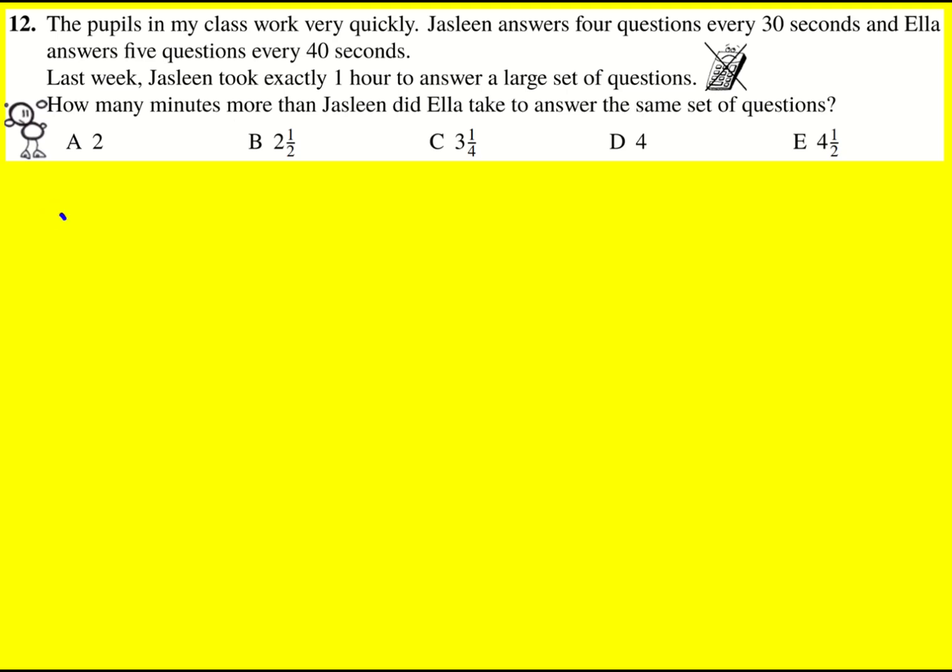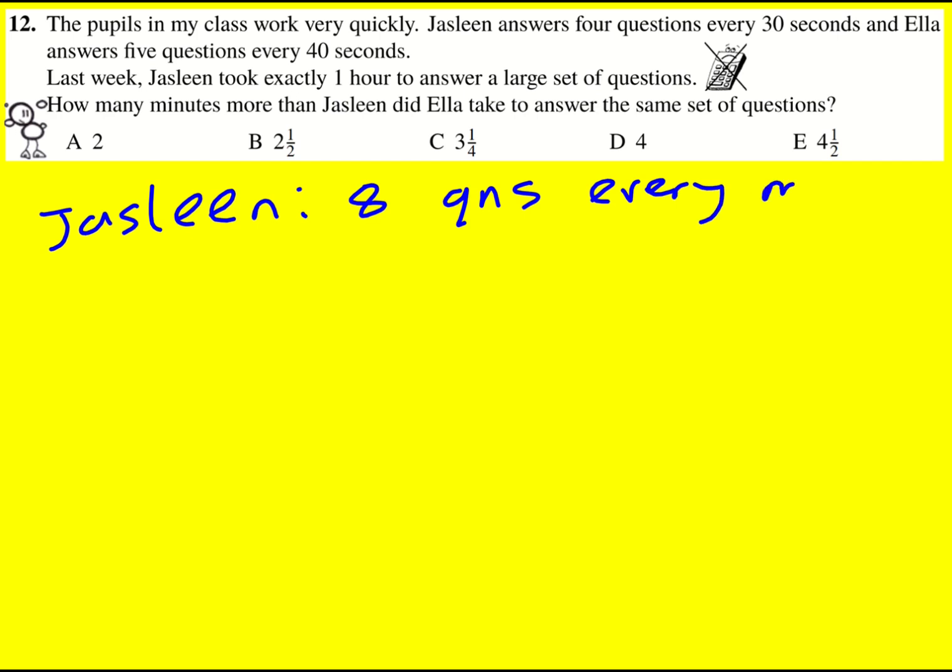I'll show you two different ways to do this question. First one is to consider the number of questions that Jasleen answers in an hour. So 4 questions every 30 seconds, which means 8 questions every minute by doubling. And then if we times by 60, it's going to be 480 in an hour. So now we can try and figure out how long it would take Ella to answer 480 questions.